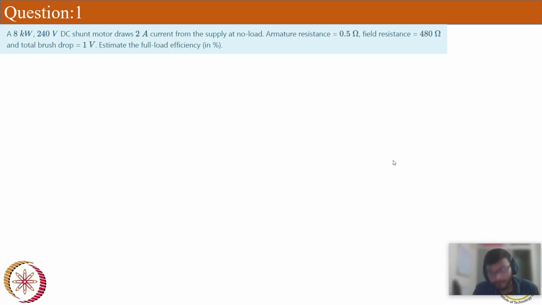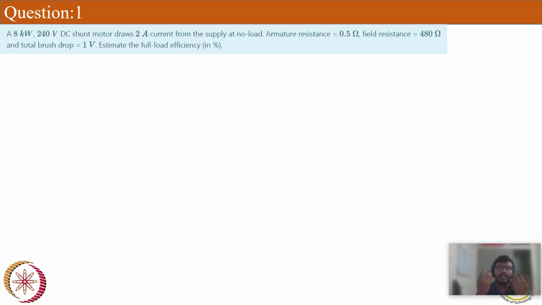So what exactly does the brush drop mean? It is saying that there is a 1 volt drop at the brush. It means whenever my current passes through my brushes, I am having a power loss at the brushes. So I am losing 1 volt drop at the brush side. Whatever amount of current flows through my brushes, multiplied by this voltage will give me the power loss at the brushes. Along with the power loss at the field, power loss in the armature, and rotational power losses, I am having an additional power loss, that is nothing but the brush drop.